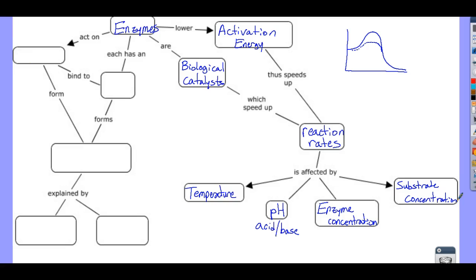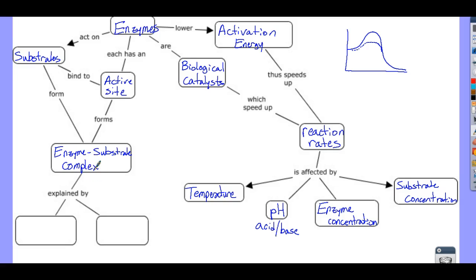And so let's go on. We have enzymes acting on substrates. So those are the things that are being broken down, and the substrates bind to the active site on the enzyme, and that active site is a special site where the substrate fits like a puzzle piece. And so the active site and the substrates bond together to form what we call the enzyme substrate complex.